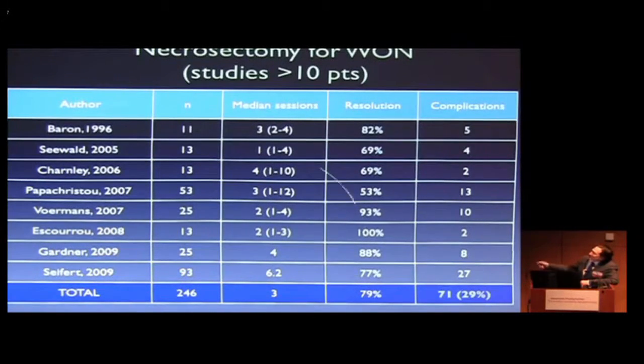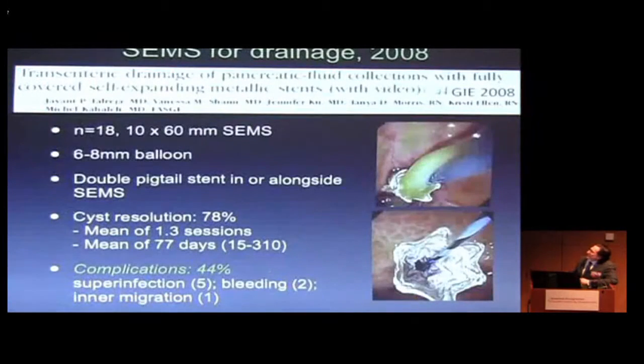The median number of sessions is 3, but sometimes up to 12 sessions of necrosectomy are required. Our resolution rates are actually quite good at about 80%, but our complication rate is staggering. This is a 29% complication rate. So this is obviously also not a benign procedure.